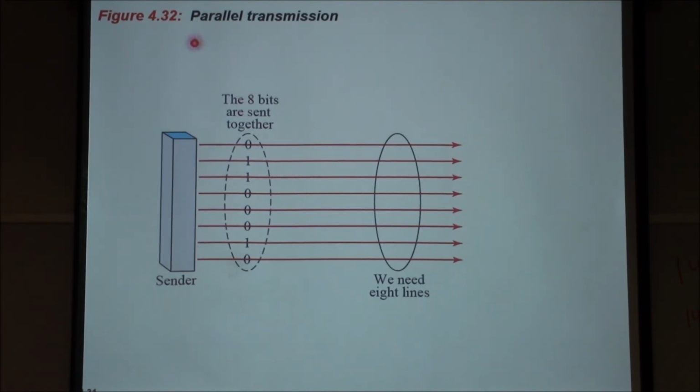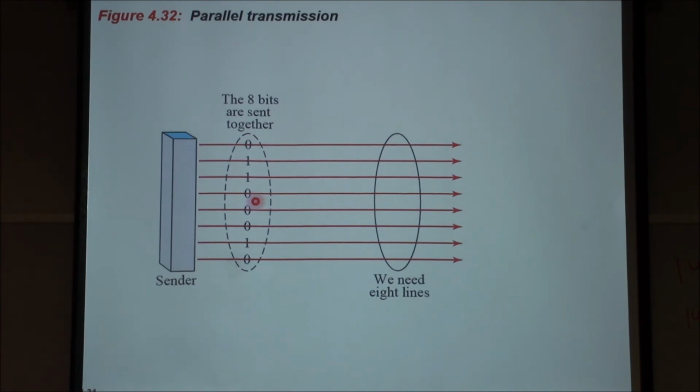So here, the parallel transmission, as you can see here, the sender wants to send these different 8 bits. Using parallel transmission means we have a data link. We have a link for every single bit we want to send. So we have 8 links. We will send these 8 bits at the same time using these 8 different links.